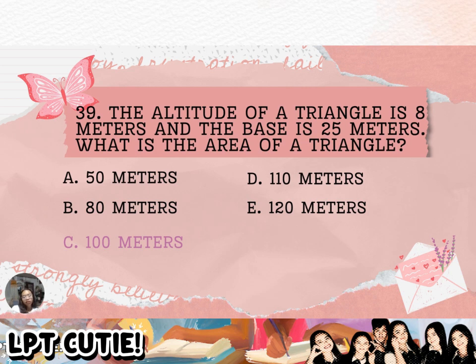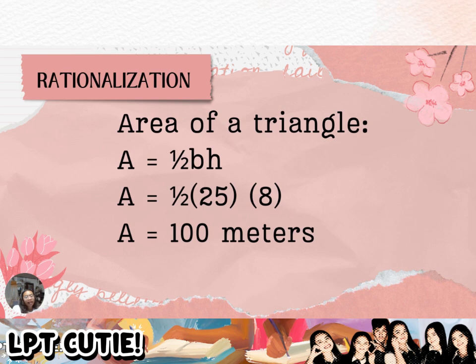letter C, 100 meters. So how did we get 100 meters? Simply by using the area of the triangle. The area of the triangle is equal to 1 half multiplied by b and h, which are your base and height. Since they are given in our problem, we will just substitute the values into the formula. We have here 1 half multiplied by 25 and 8. So we have here 100 meters as our final answer.